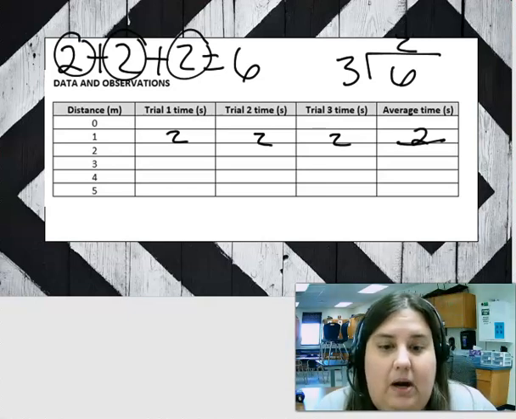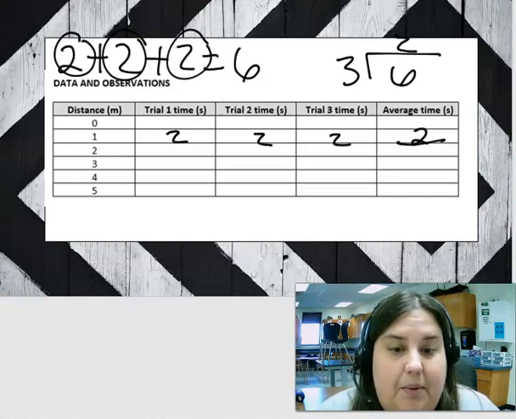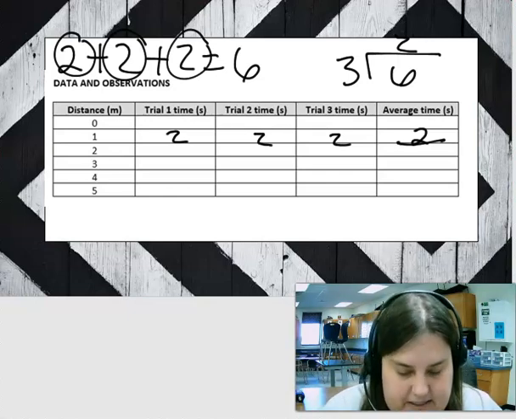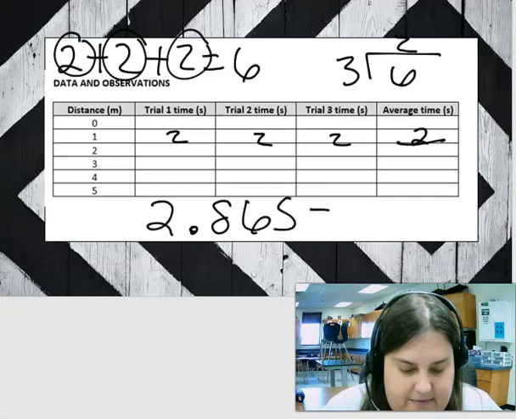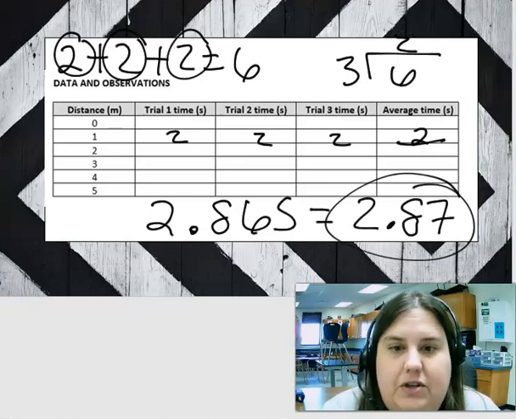Again, remember you are going to have a decimal more than likely for your average time because your trial 1, 2, and 3 probably will have a decimal as well. When we look at decimals, we round to the nearest hundredth place. So 2.865 would equal 2.87. So this would be rounding it to the nearest hundredth place.